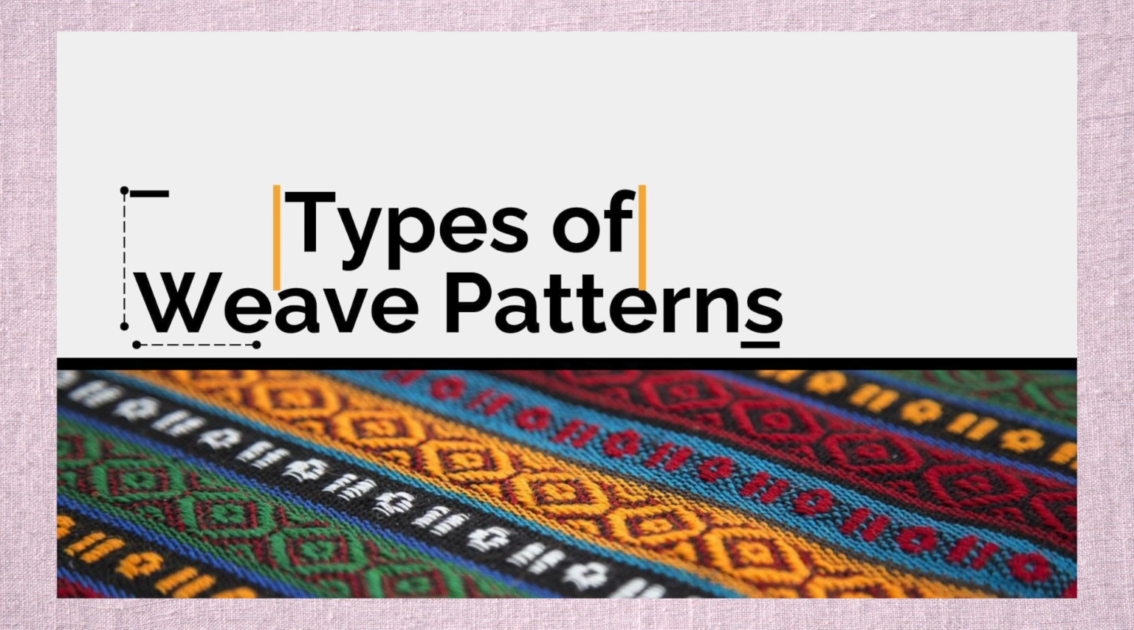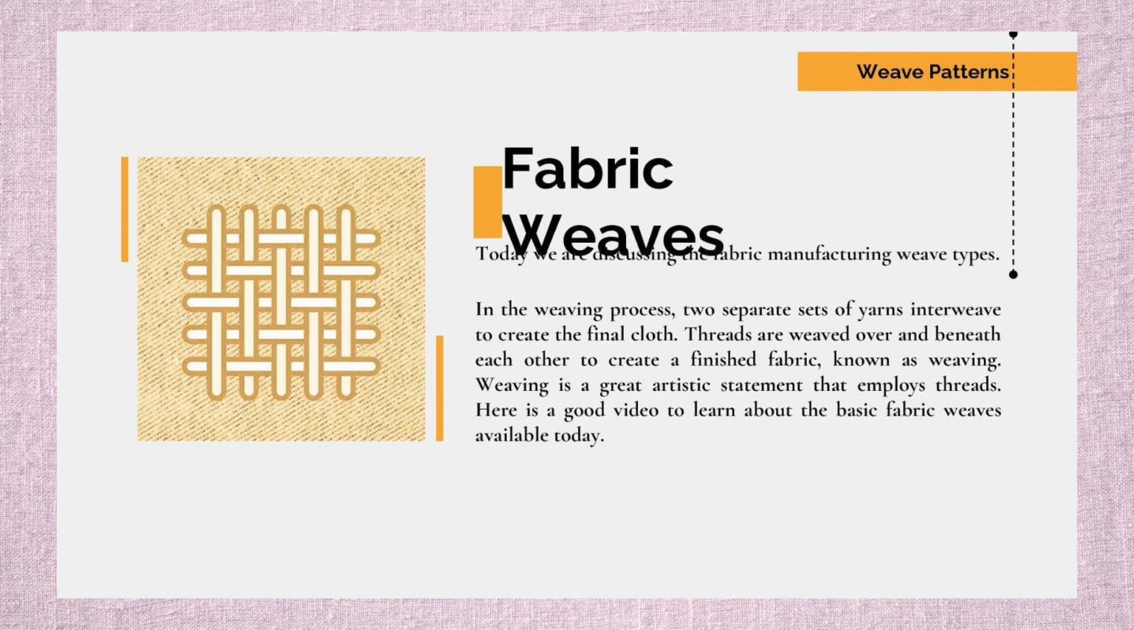In this video, we'll be talking about the types of weave patterns. Fabric weaves. Today, we are discussing the fabric manufacturing weave types. In the weaving process, two separate sets of yarn interweave to create the final cloth. Threads are woven over and beneath each other to create a finished fabric, known as weaving. Weaving is a great artistic statement that employs threads. Here is a good video to learn about the basic fabric weaves available today.